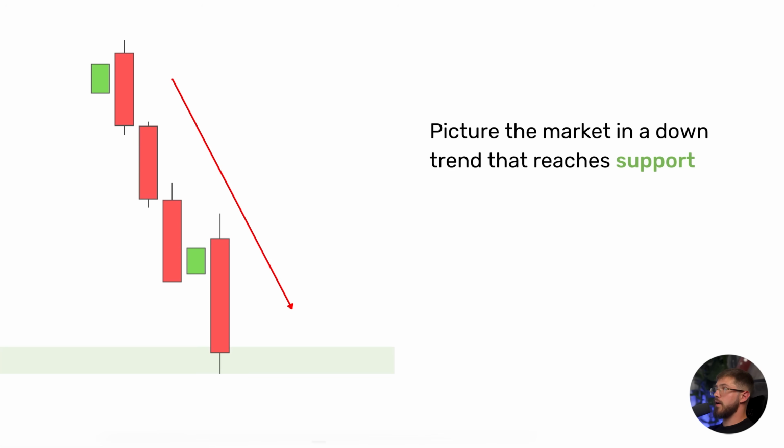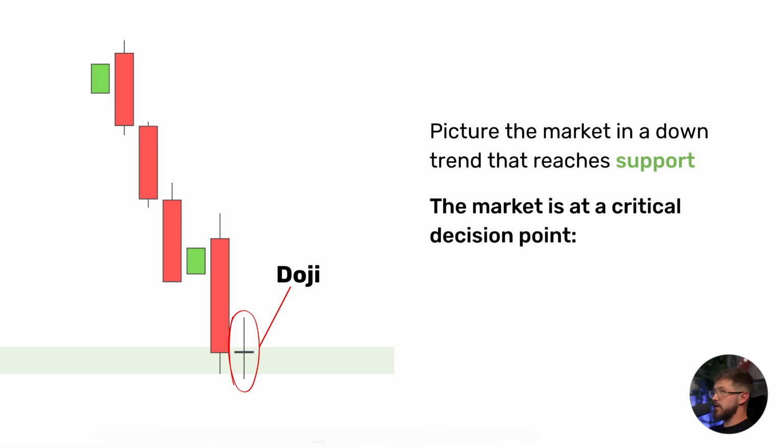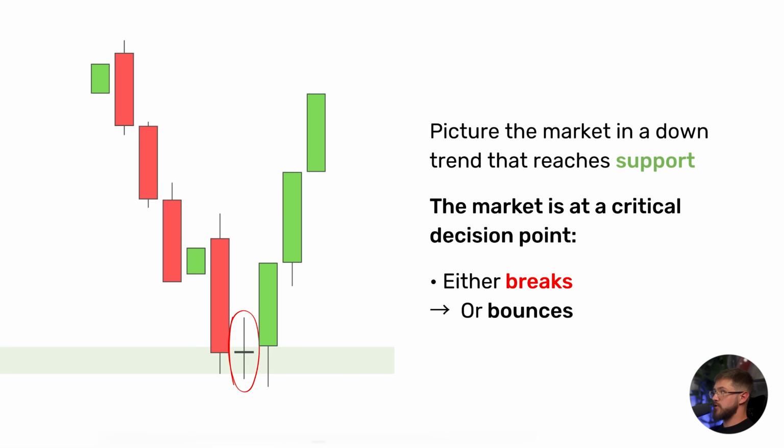Now, picture the market in a strong downtrend that finally reaches a support level. And right at that support, a doji forms. That indecision candle is showing you that the market is at a critical decision point. It's going to either break that support decisively or bounce hard off of it.